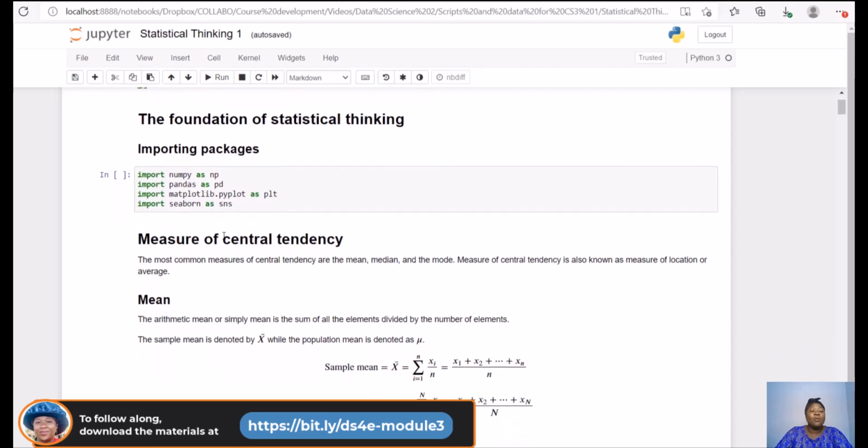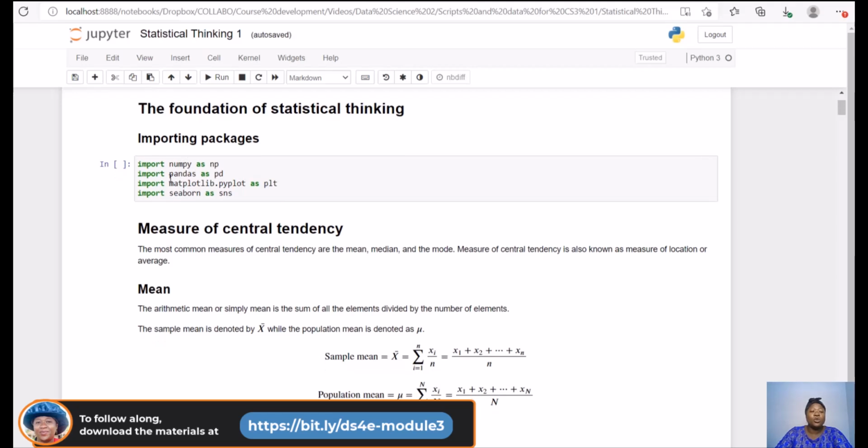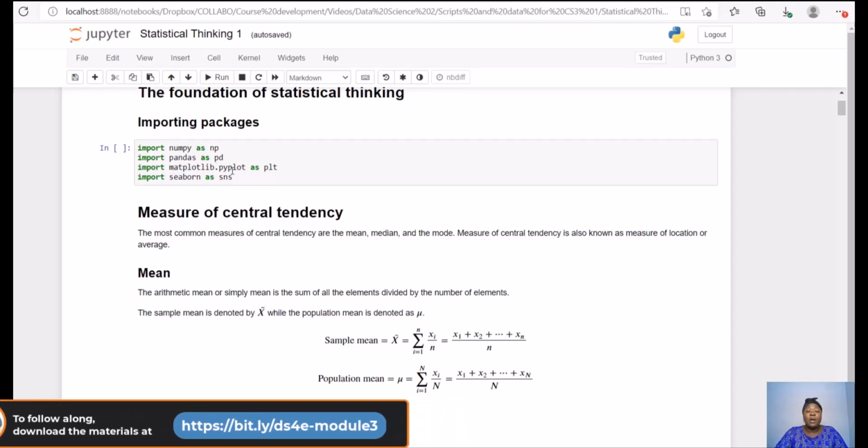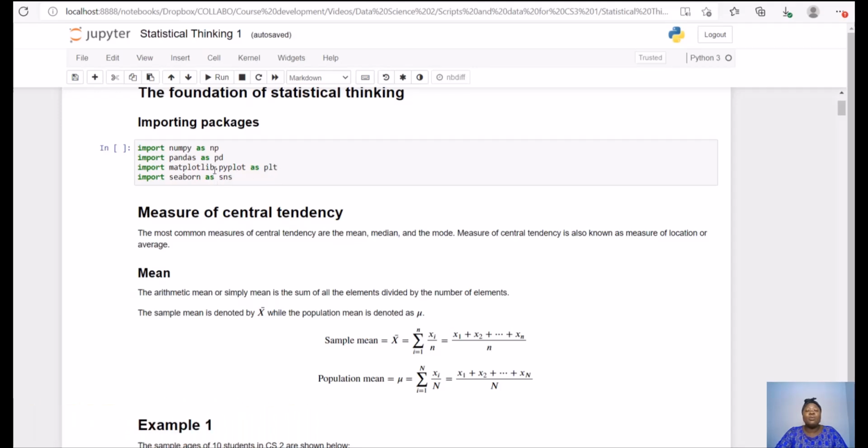Remember that when we want to start running our code, we first import packages that will be useful for us while we are working. So you import packages like NumPy as NP, you import Pandas as PD, you import matplotlib.pyplot as PLT, and Seaborn as SNS. So I run it and see the result. And like I said earlier, when you see the star sign, it shows that it is still running, and when you see the figure, that means that it has run successfully.